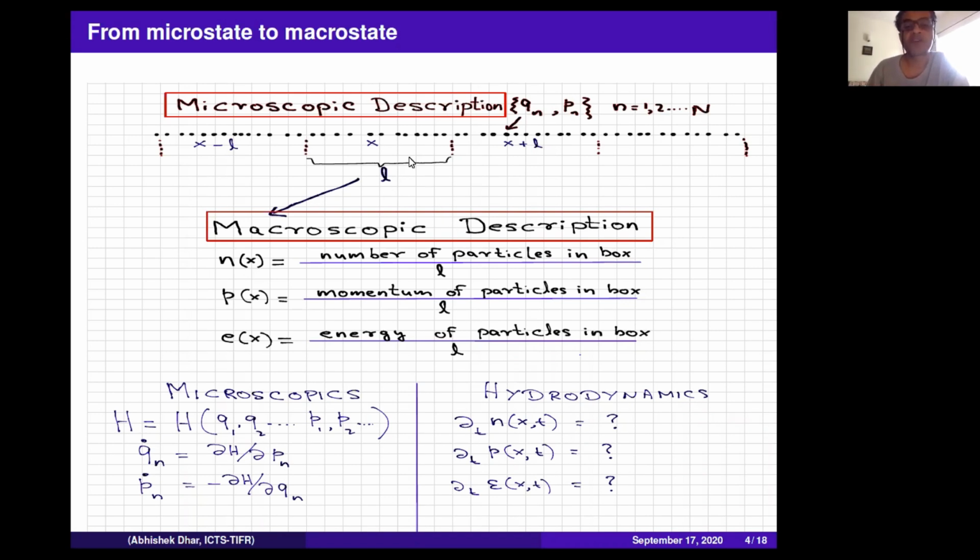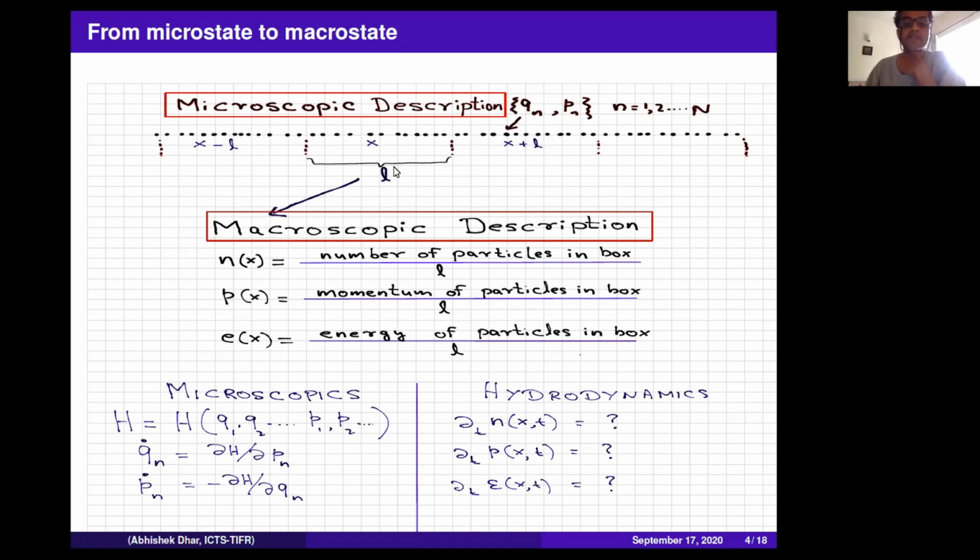Okay, so now the macroscopic description is basically I divide this system into boxes of size L, and in each box I define these fields. Let's say I count the total number of particles in this box and divide by the length, and that gives me the density at this point. So X is now like a macroscopic variable, which changes from one box to another in units of L.